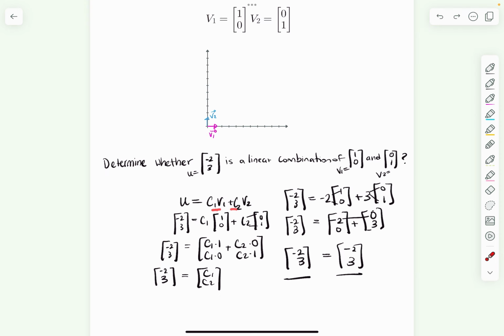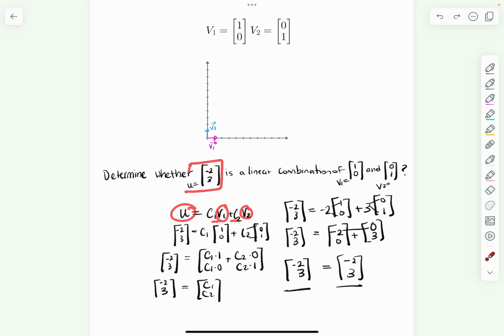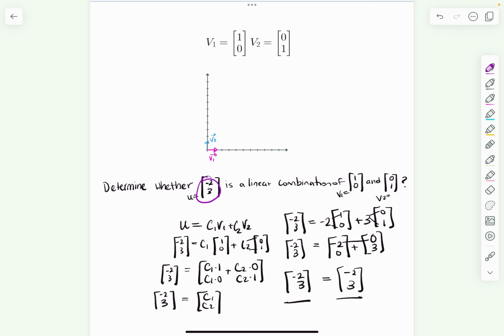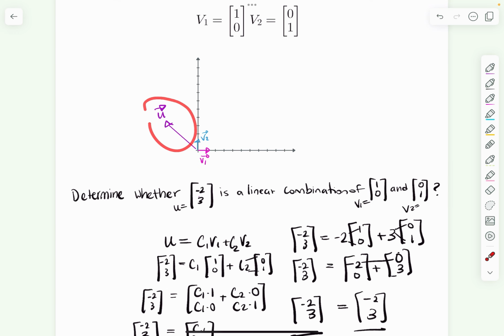So we found scalars that combine with these vectors to give us u. So therefore we can say that this vector u is a linear combination. Literally, it's a combination of these vectors and their scalars. And we can plot u. So that would be 2 to the left and then 3 up. So this vector here is a combination of these two vectors.